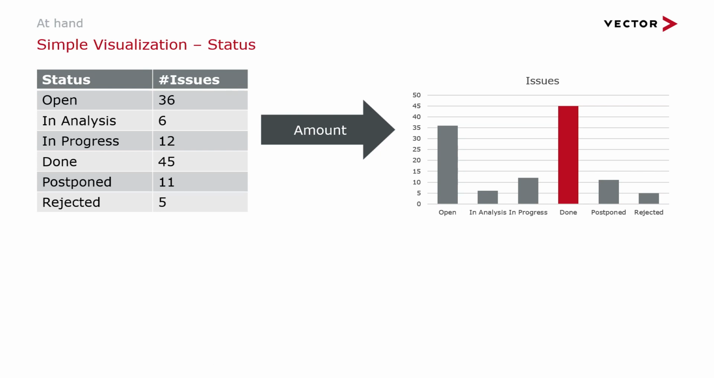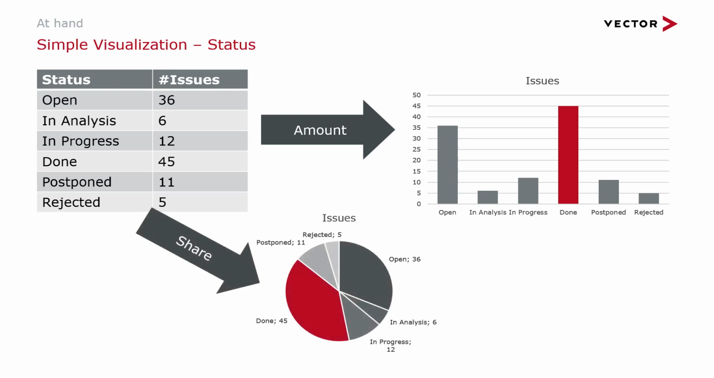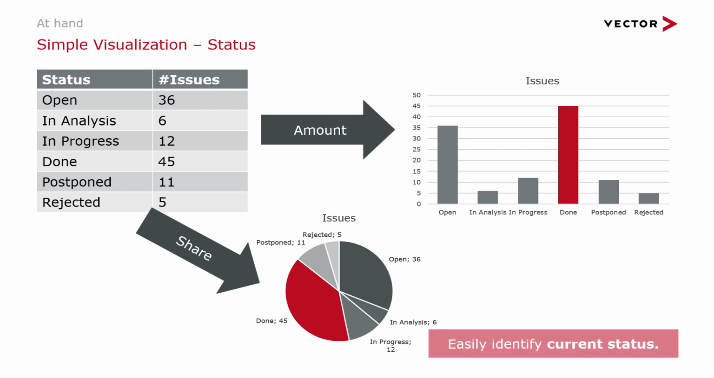If we are interested in the distribution and the share of the status with relation to the total amount of data, then we can use a pie chart, because the pie is always representing 100%, and there we can see each piece of the pie represents a status, and the size of this piece is the share, the relation with respect to the total number of issues. So using these two, it is very easy to identify the current status, where we are. We only have one point in time.